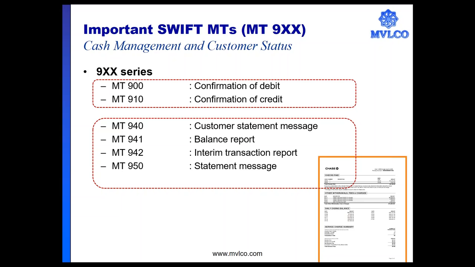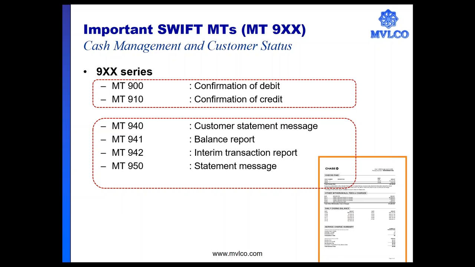Then what is the difference between a 940 and a 950? Let's understand that also briefly before we move forward. Now, when a 940 message is created, it is created by an account servicing institution, which means it is created by the bank holding an account, and it is sent to a party which could be other than the account owner. Let's take an example. If a Gold Bank has an account of a company called Jumbo, and the bank sends this statement to Jumbo, Jumbo is the account owner.